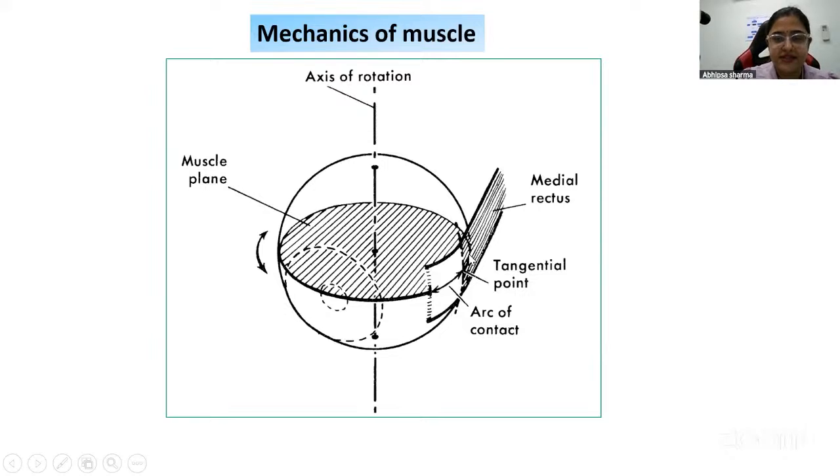So what is the basic clinical significance? It is that this arc of contact can be shortened or lengthened whenever the muscle is contracting or relaxing. So the arc of contact changes in length as the muscle contracts, and it is the longest when the muscle is relaxed and its antagonist is contracted, and shortest when the muscle is contracted and its antagonist is relaxed.